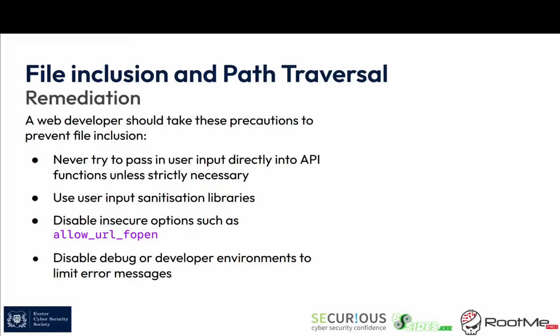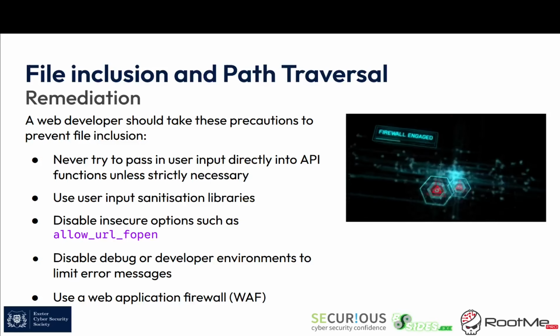Disable debug or developer environments. So this is the thing, like DEBUG equals True on things like Django. When you are in a developer environment, you tend to have very verbose error messages, and those messages, like earlier, if you do a bit of black box testing, you can actually find clues and guess the implementation of the functions like include and get file contents, and that would also be a pathway for an attacker to gain file inclusion.